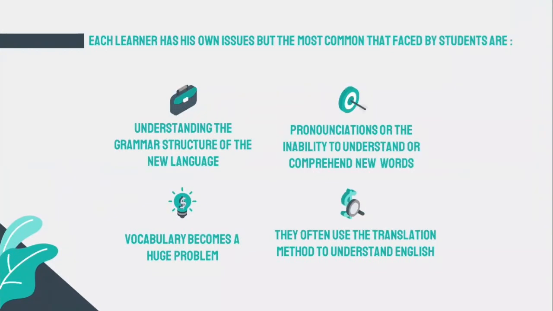Each learner has his own issues, but the most common ones faced by students are: the first is understanding the grammar structure of the new language. The second, pronunciation or the inability to understand or comprehend new words. The third, vocabulary becomes a huge problem. And the last is they often use the translation method to understand English.